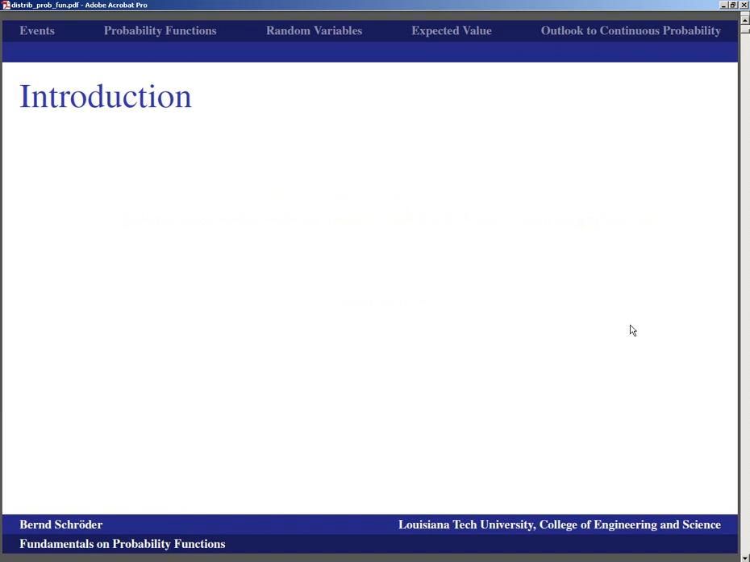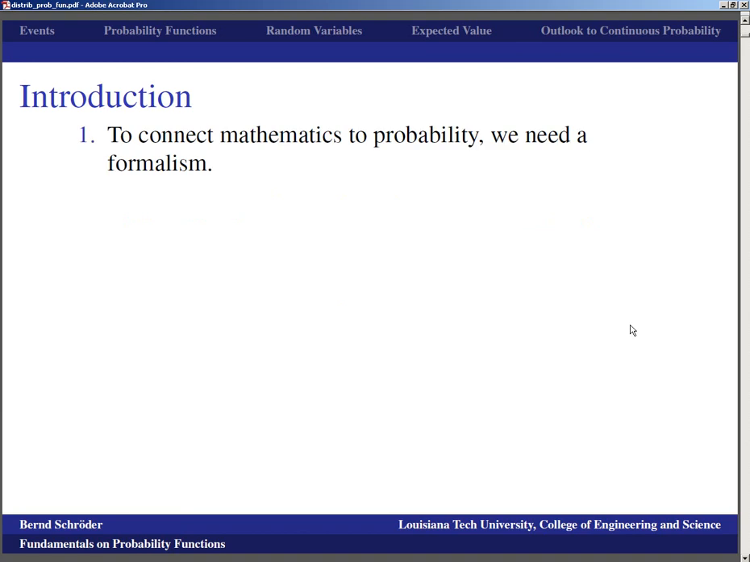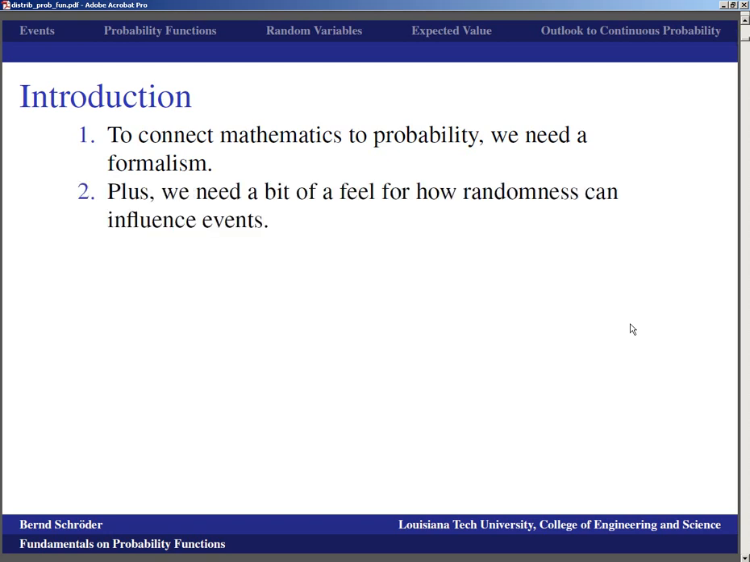All right, what are we interested in? Well, we want to connect mathematics to probability, and in order to do that, we need a formalism, because after all, mathematics by itself is not about chance. Mathematical theorems are being proved, they are being derived correctly from accepted axioms, and so mathematical theorems aren't just true 99% of the time. Mathematical theorems are true all the time. And so basically we need some formalism that connects these two previously somewhat antagonistic ideas, right? And we also need a bit of a feel for randomness, for how randomness can influence real life events.